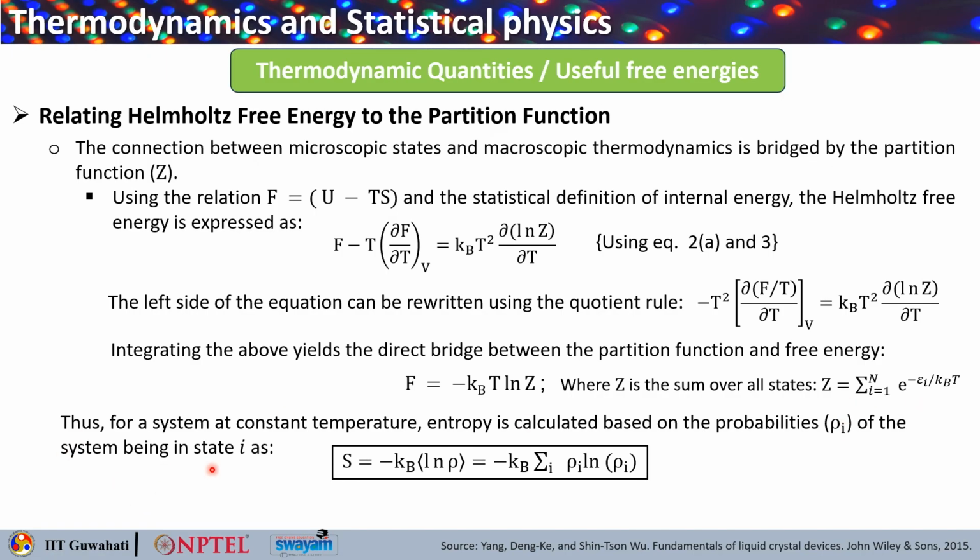Thus, you can say that for a system at constant temperature, the entropy can be calculated based on the probability rho i of the system being in state i. So, you can write it as S equals minus kB ln rho. This is the average of this value, so it can be written as S equals minus kB sum over i of rho i ln rho i.